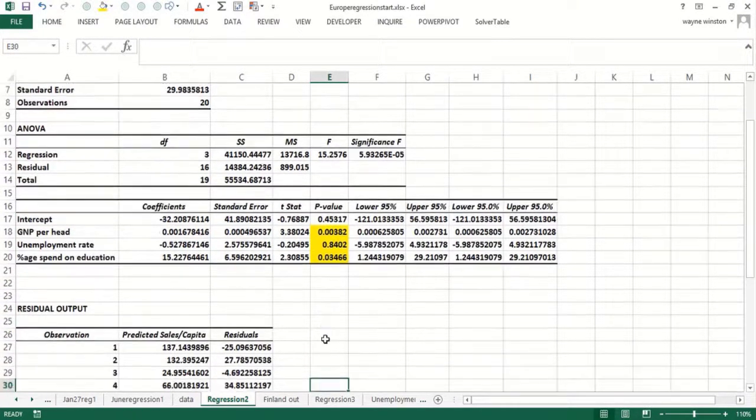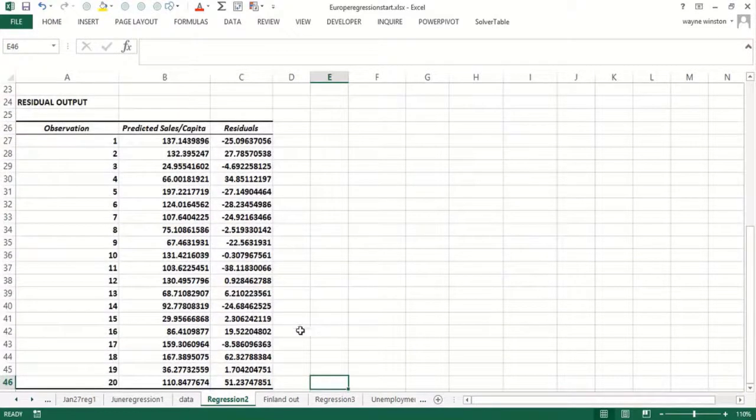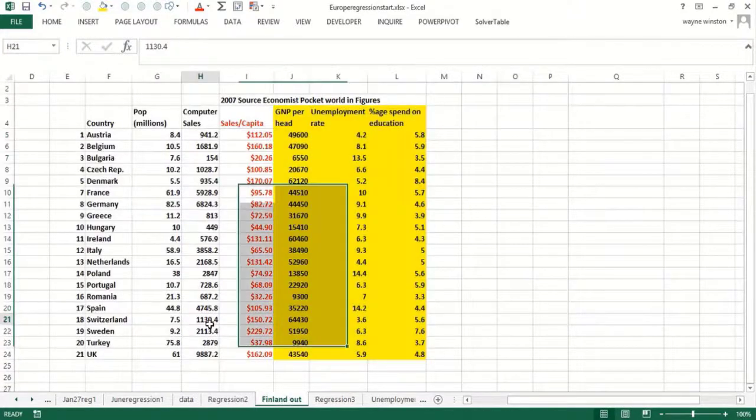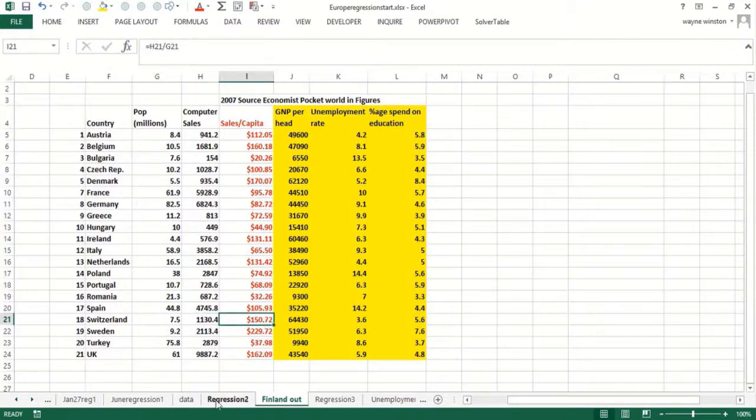So let's see if we have any big outliers. If you double that standard error to 60, I think we've got one outlier there. Yeah, data point 18, which I think is Switzerland. Now that's barely above 2 standard errors, so I'm not going to throw that out.